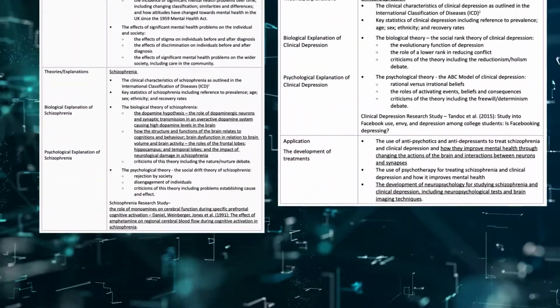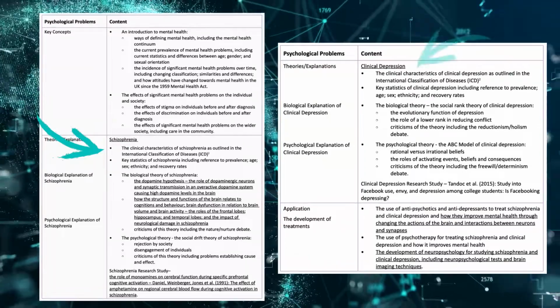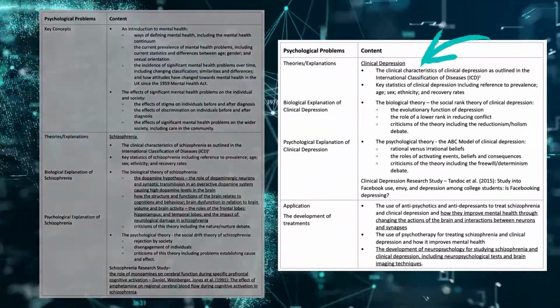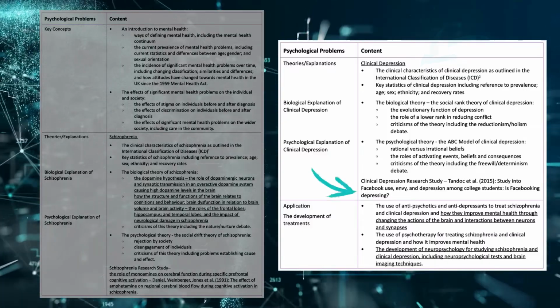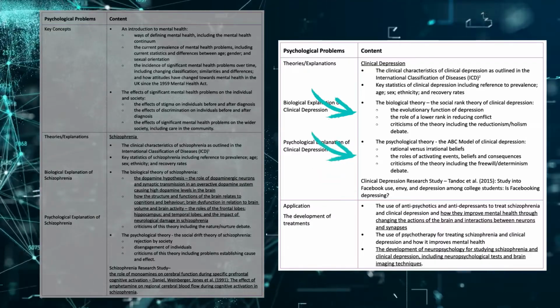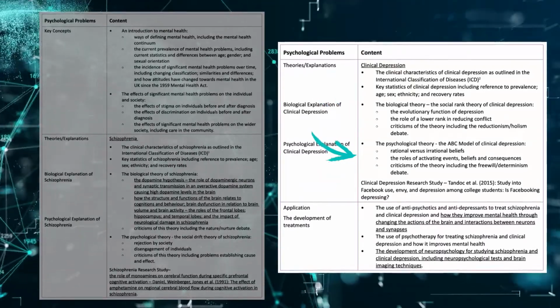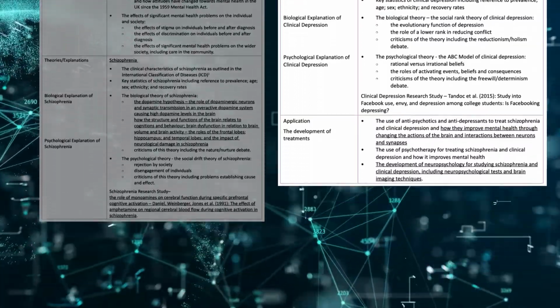So the first thing you need to understand is that within psychological problems, there are two main disorders we need to understand: schizophrenia and depression. And then within depression, we need to understand two theories and one study. The study you're going to need to know about is Tandock, and the two theories are the social rank theory of depression and the ABC model. And now that you have a very brief understanding of what you need to know in terms of the spec, what you're going to need to know about the ABC model is pretty straightforward.